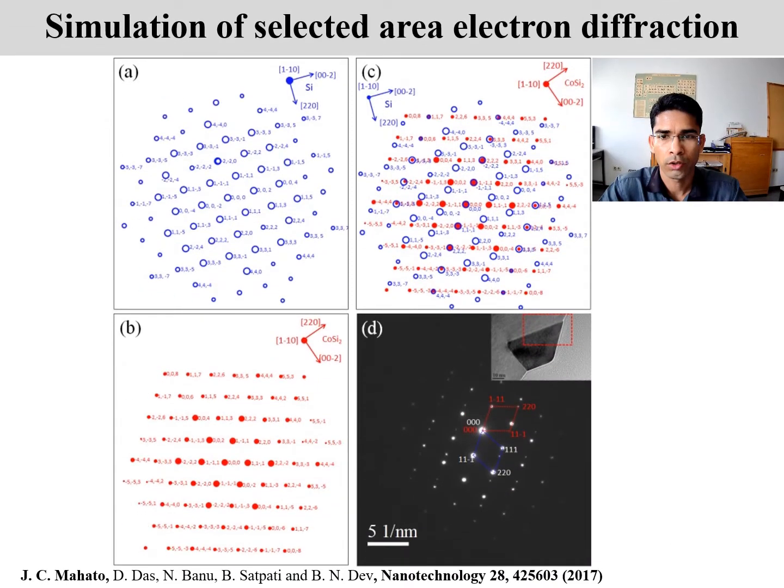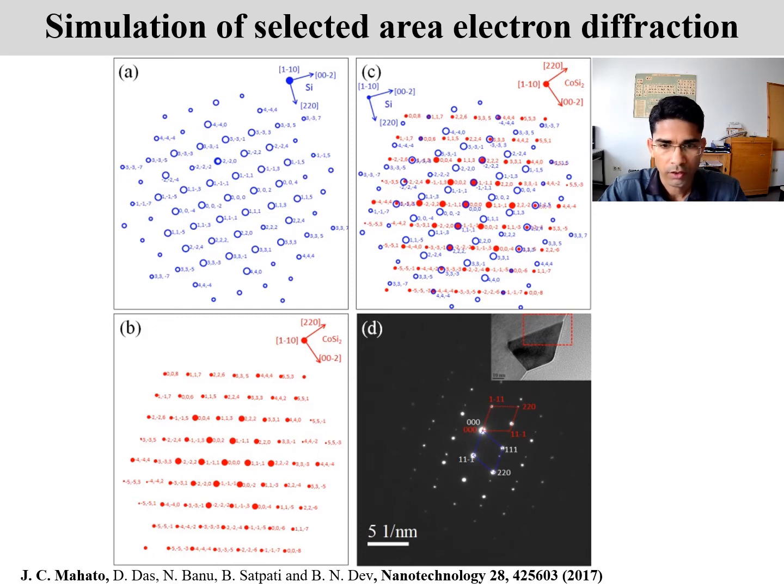We carried out selected area electron diffraction from the ridge type of nanowire cross-section, as shown here by the dotted rectangle. We find a distinct diffraction pattern with respect to the first. Here we find two distinct types of diffraction pattern.